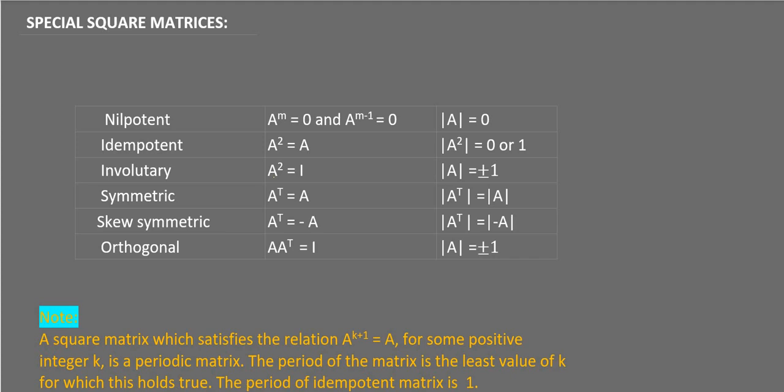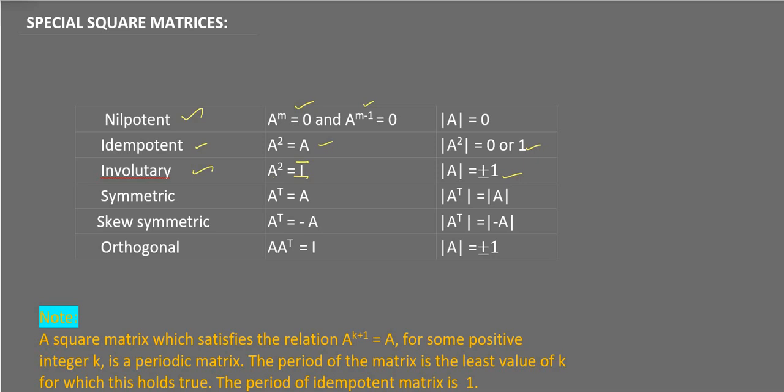Next, moving on to special square matrices. A matrix is said to be a nilpotent matrix if A power m is equal to 0 and A power m minus 1 is not equal to 0, and its determinant of A is equal to 0. If A squared is equal to A, then we call it an idempotent matrix, where the determinant of A is 0 or 1. If the product of A and A is equal to the identity matrix, A squared is equal to I, the unit matrix, then the matrix is said to be an involutory matrix, where the determinant is plus or minus 1.